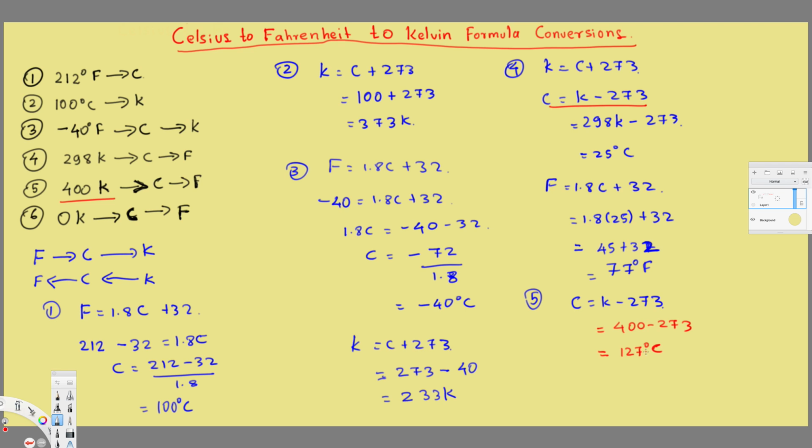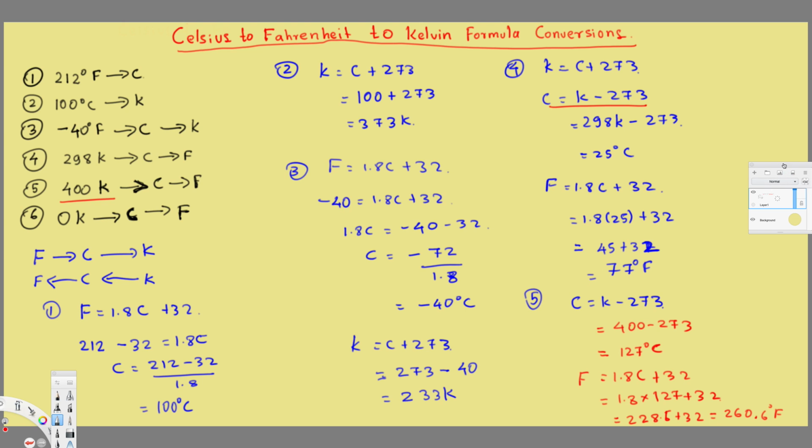Then we have to convert this degree Celsius into Fahrenheit. To convert this one, we have the equation that's F is equal to 1.8 times Celsius plus 32. Here we are going to have 1.8 times 127 plus 32, and if you calculate this one, this comes out to be 228.6 plus 32, and that is equal to 260.6 degrees Fahrenheit. And we are done with the fifth one.